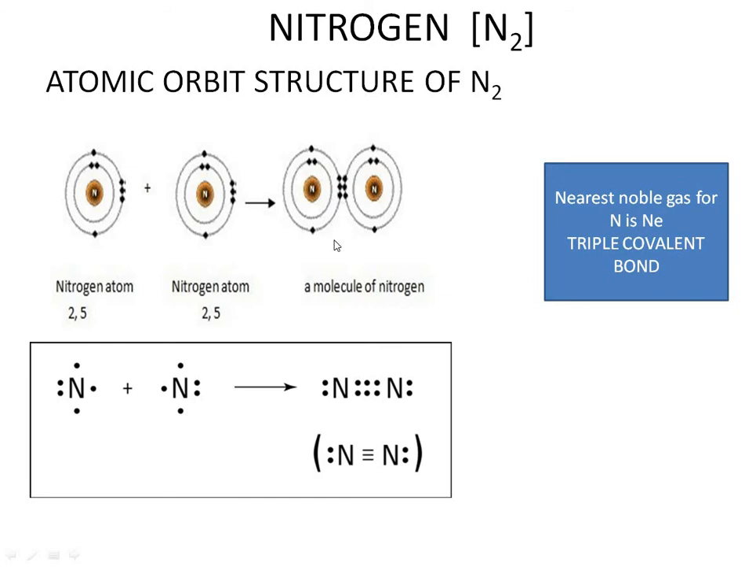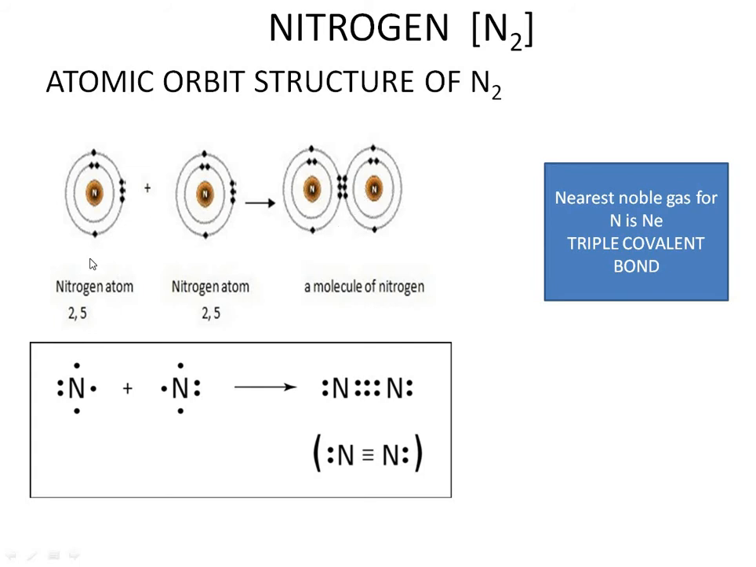See, to form one single bond, a pair of electrons is needed. That is what happened in the hydrogen case. Only one pair was there. But here it is 3 pairs of electrons, where a triple bond is formed.